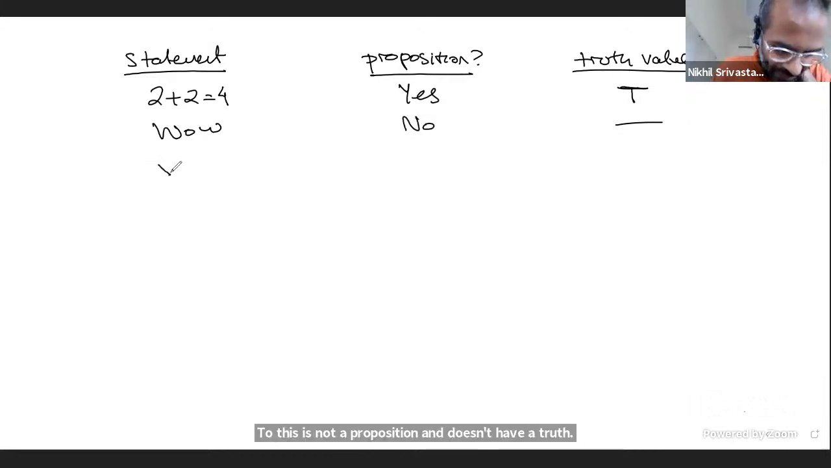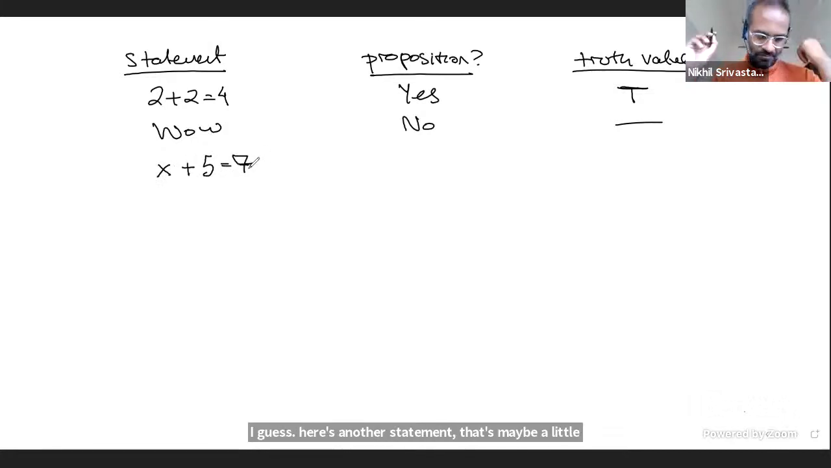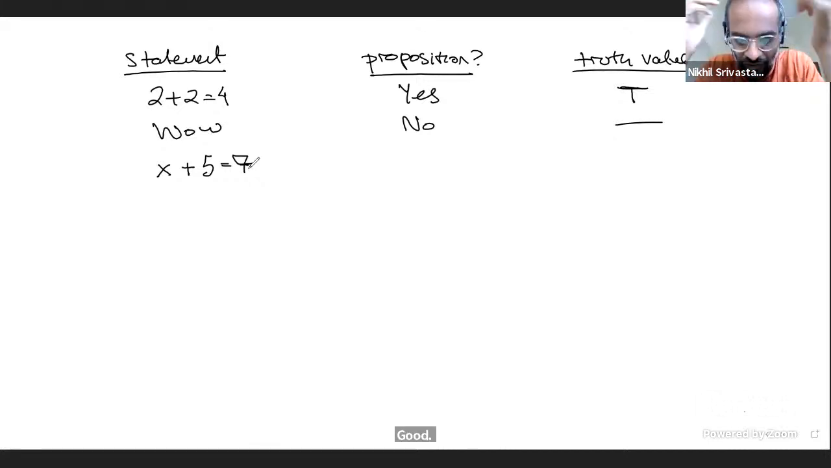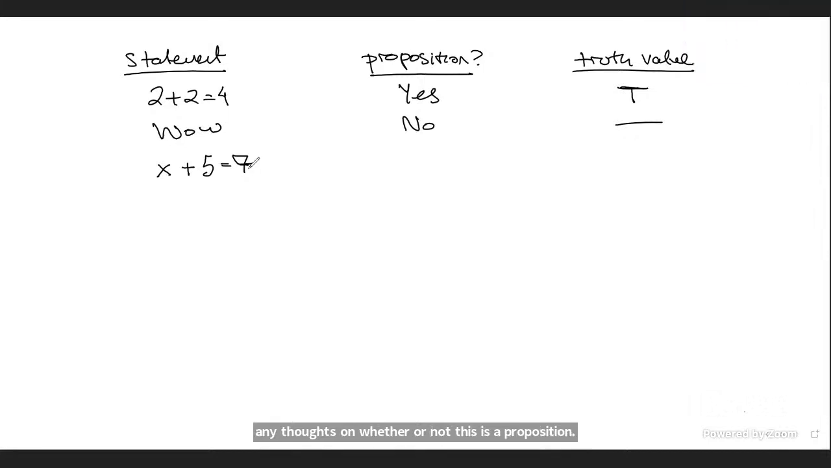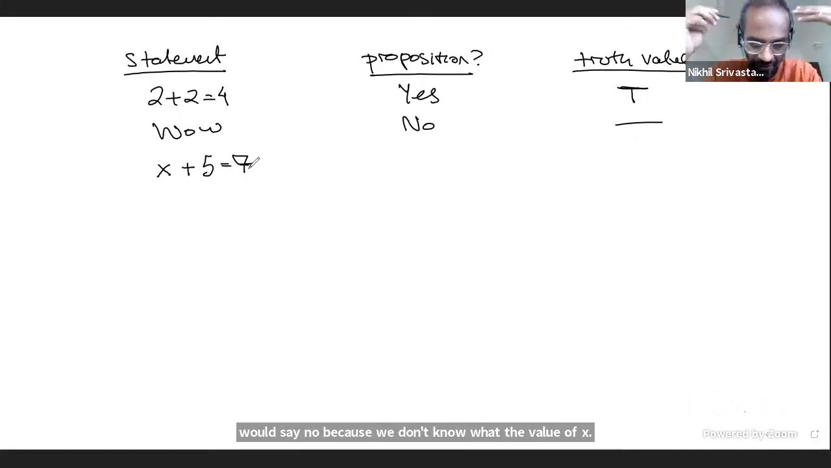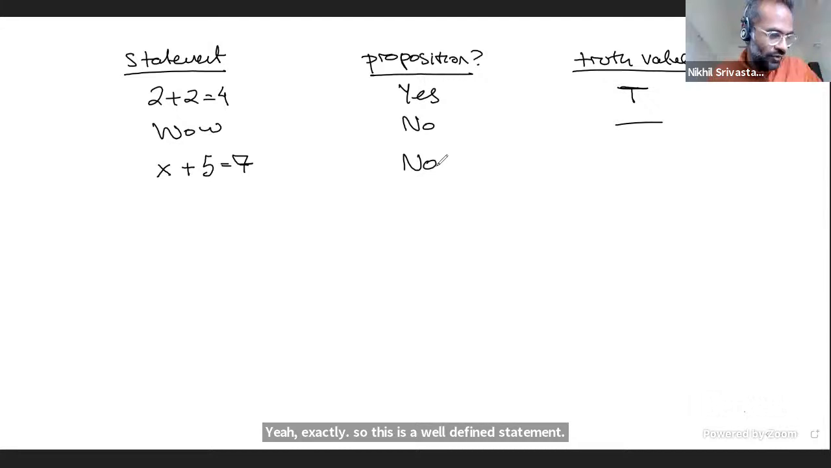Here's another statement that's maybe a little more interesting: X + 5 = 7. Any thoughts on whether or not this is a proposition? I would say no, because we don't know what the value of X is. Yeah, exactly. This is a well-defined statement, but it doesn't have a clear true or false value. It's not a proposition because we don't know what X is. If we knew what X was, then it would be.